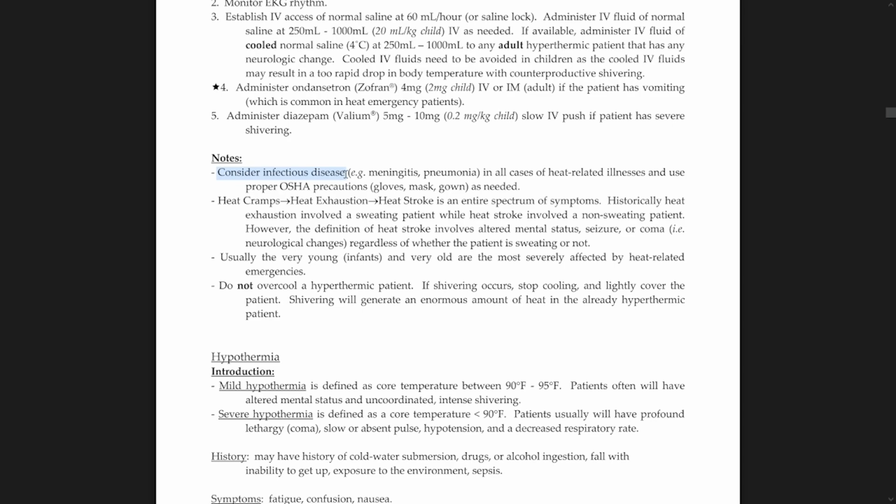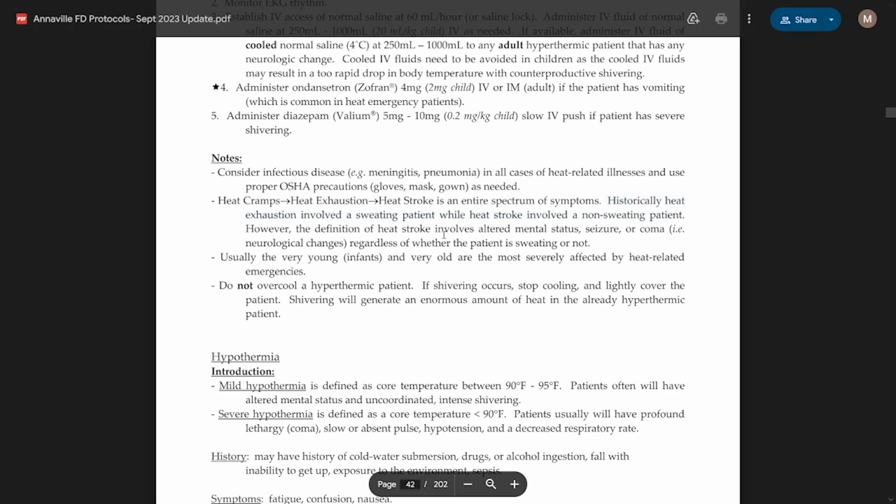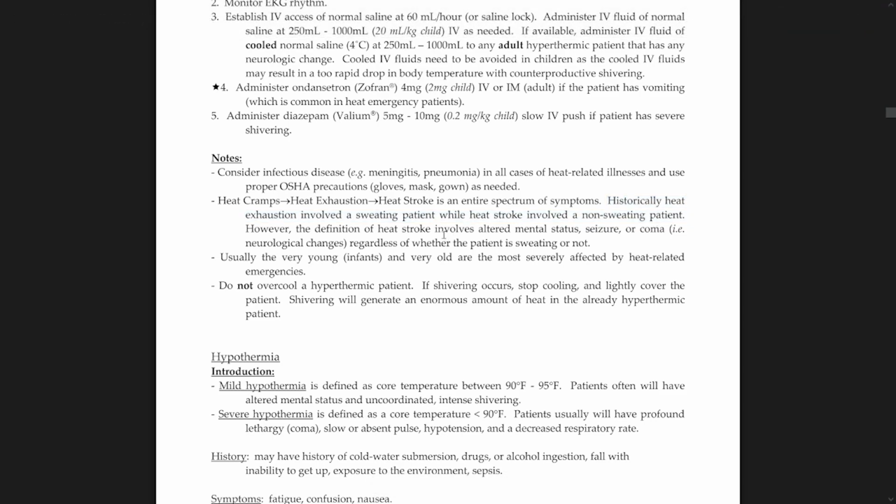Consider infectious diseases such as meningitis or pneumonia in all cases of heat-related illnesses and use proper OSHA equipment as necessary. You want to watch out for heat cramps, which can then lead to heat exhaustion, and then heat stroke, which is an entire spectrum of symptoms. Historically, heat exhaustion involves a sweating patient, while heat stroke involves a non-sweating patient. However, the definition of heat stroke involves an altered mental status, a seizure, or a coma, regardless of whether the patient is sweating or not.